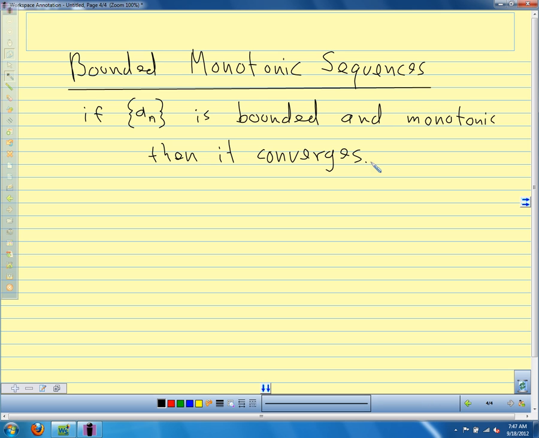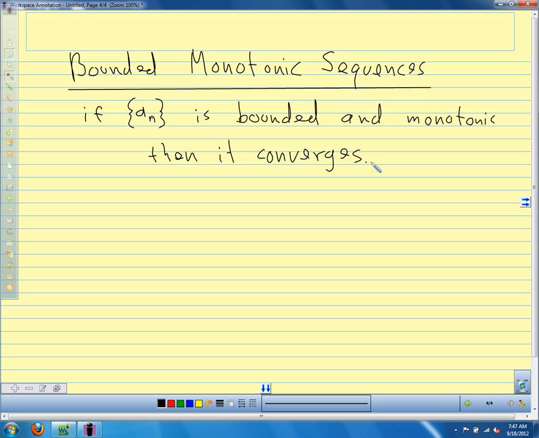Monotonic. How are we thinking about a monotonic sequence? Non-increasing, non-decreasing. Could be constant, or the terms are constantly increasing or constantly decreasing. That's what we mean by monotonic.